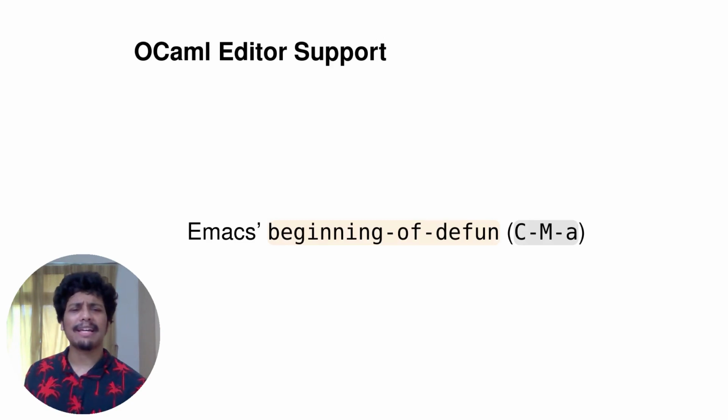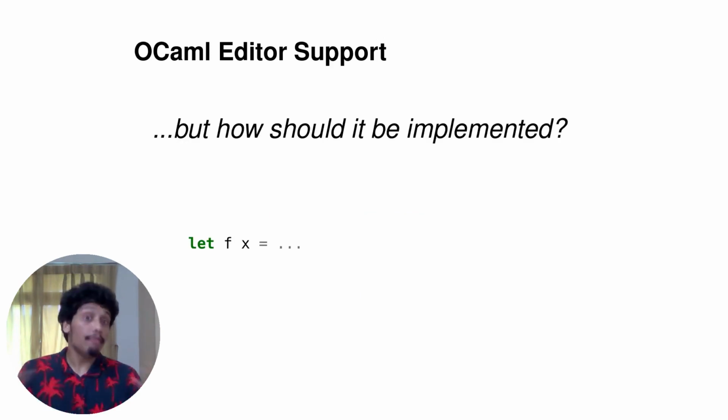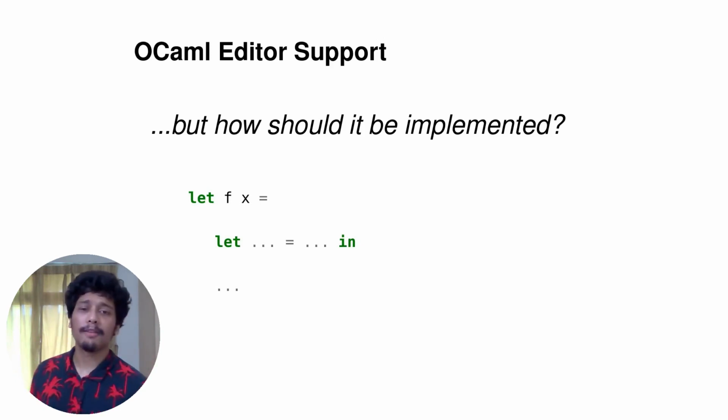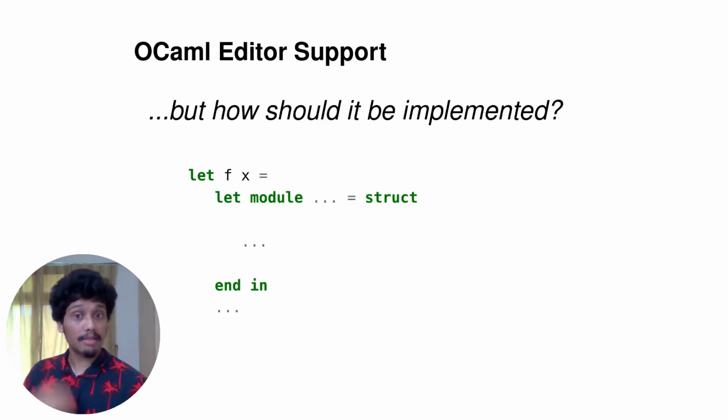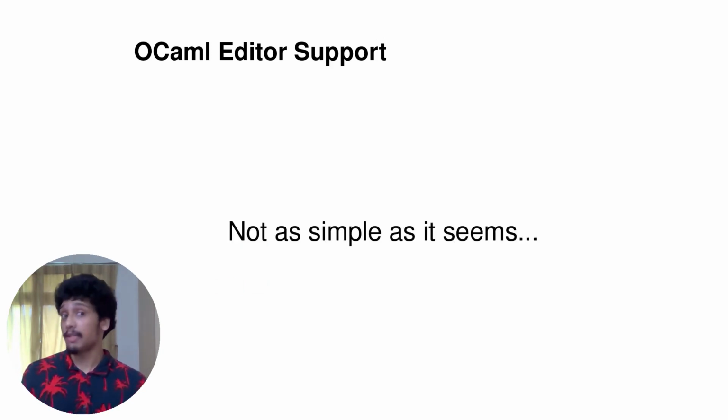But how exactly should we implement this? Well, as a first attempt, we might say that every let binding begins with a let. So can't we just search backwards for the first preceding let? Well, this kind of works, but what about let expressions? That kind of throws a wrench in things. But wait, it gets even worse. What about local modules? Because these modules could have let bindings within them. The key point that I'm trying to make here is that it's not quite as simple as it might seem.